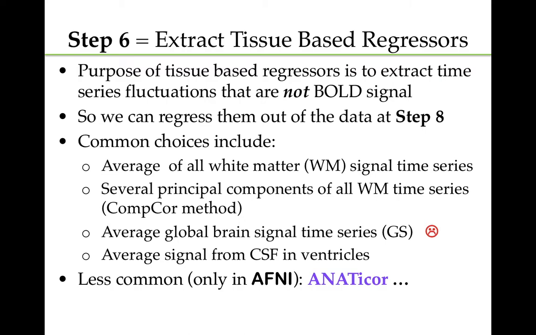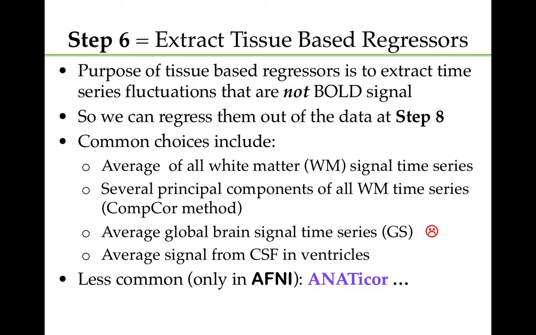Say you have 20,000 voxels in white matter. We don't expect very much BOLD signal in white matter because white matter has a lot less blood than gray matter. So average across those and use that as a regressor of no interest. I remember this being introduced sometime in the mid to late 1990s. A somewhat more sophisticated version, introduced a little later, uses several principal components of all those white matter time series.